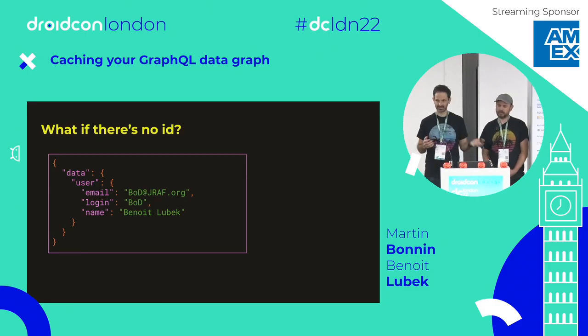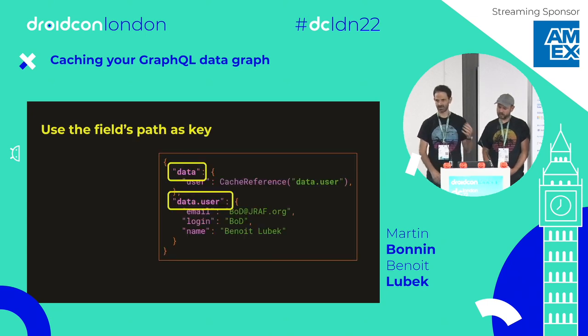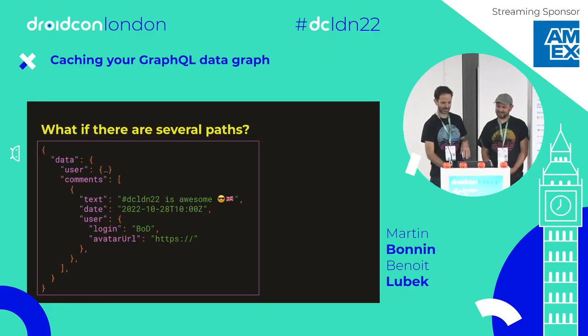So if we take still the same example, but remove the ID, at Apollo we are going to use the JSON path as an ID. So for these two objects, we have the data and then nested user. So we will have data and data.user. And this is actually working really well. This is working fine until you have the same object at two different paths. And this is a very valid example.